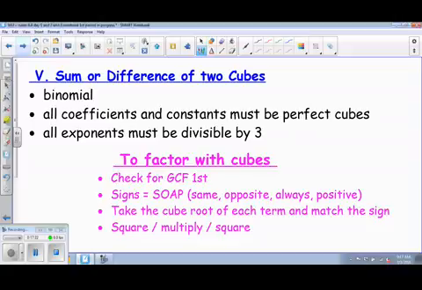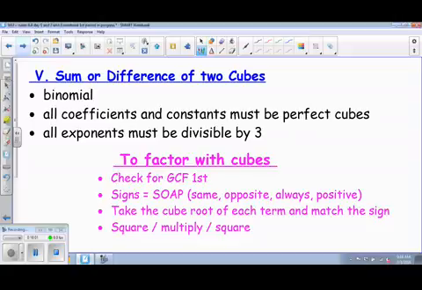X to the 9th is a perfect cube, because I can take 9 and divide it by 3 evenly. But x to the 16th is not a perfect cube. I can't take 16 and divide it by 3 evenly. X to the 16th is a perfect square, because 16 is divisible by 2. So again, you need to keep exponents and whole numbers separated in your mind. When you're checking to see if an exponent is a perfect cube, as long as it's divisible by 3, it is. As long as the exponent is a multiple of 3, then it is a perfect cube.